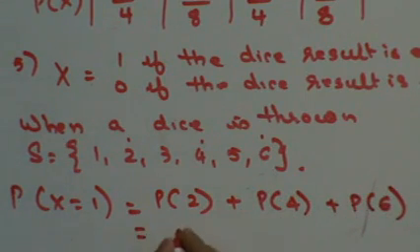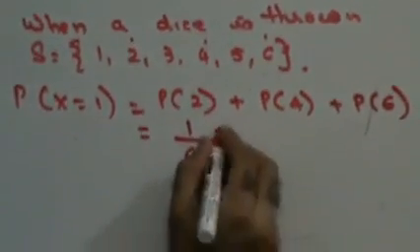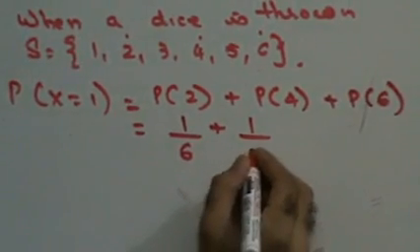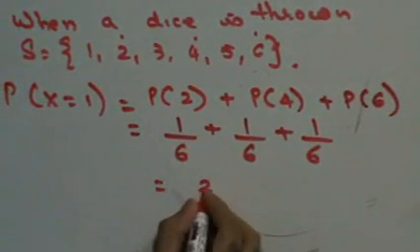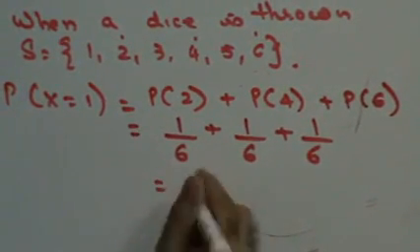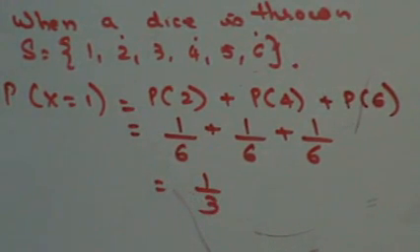What is the probability of 2? There is only 1, 2. Total there are 6 outcomes. What is the probability of 4? There is only 1, 4. There are 6 outcomes. What is the probability of 6? There is only 1, 6 and there are 6 outcomes. 3 by 6, that's going to be 1 by 2. So that will be the probability of random variable X is equal to 1.